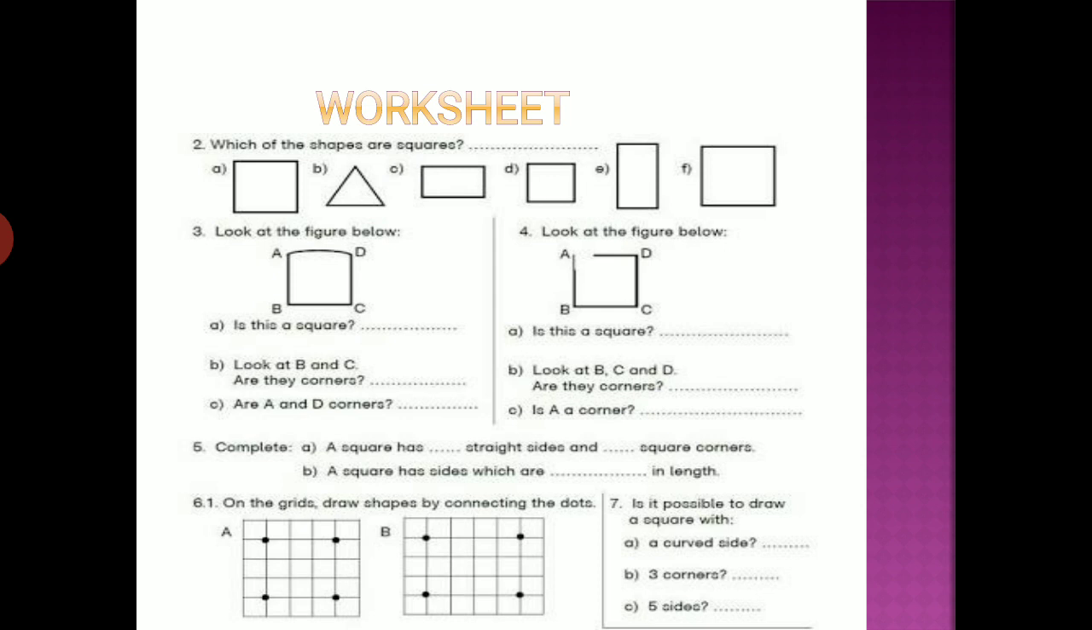Now next question, are A and D corners? No, because AB is a curved line. So corners are made up of only straight lines.